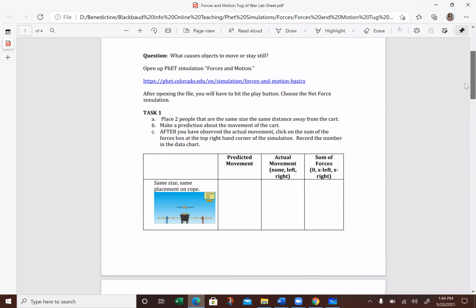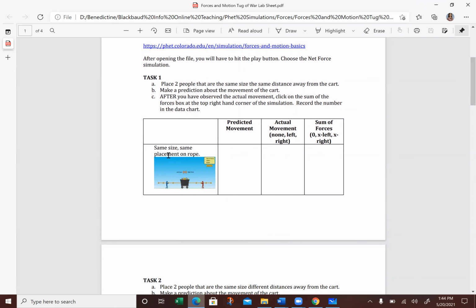While you're working on that, there are some scenarios that I would like you to fill in and take a look at each of these scenarios. What would happen if I had the same size people at the same place on the rope? What do you predict is going to happen? What actually happened? And what is the sum of the forces? So tell me, is it to the left or to the right or zero, and how much is it?